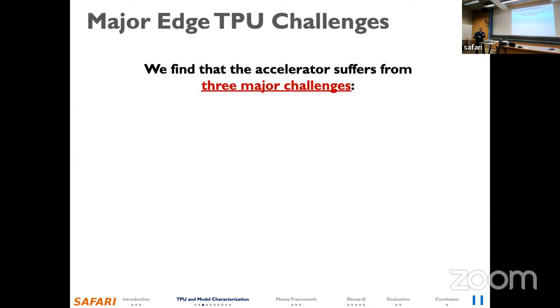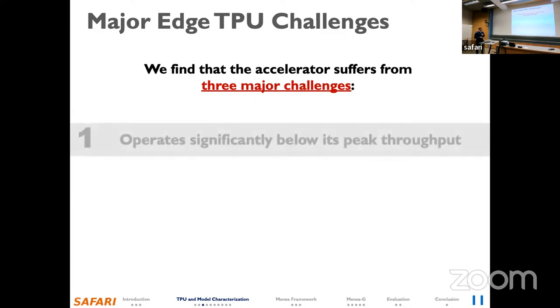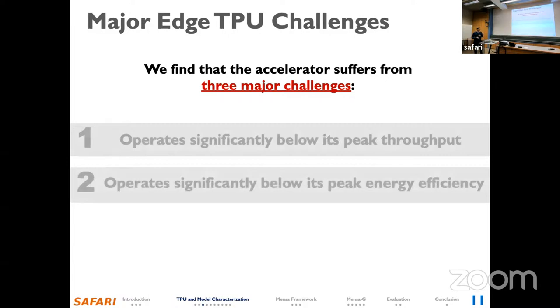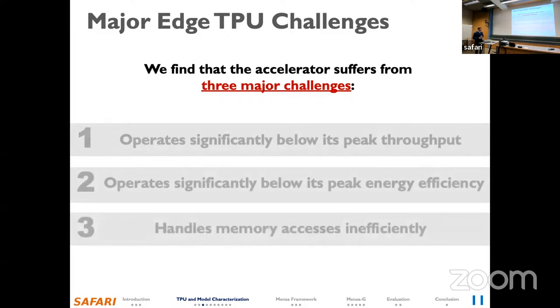And we saw that the accelerator suffered from three main challenges when accelerating those 24 models. The first one is that it operates significantly below its peak throughput. The second one is that it operates significantly below its peak energy efficiency. And the third one is that it handles memory access quite inefficiently. I'm going to show some data to show how we come up with, or observe, those three challenges when running those models.